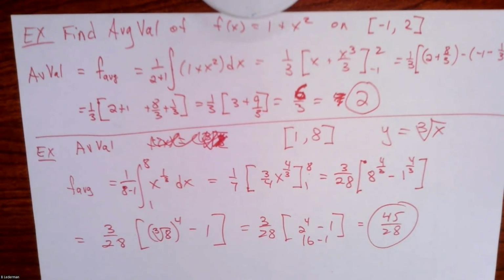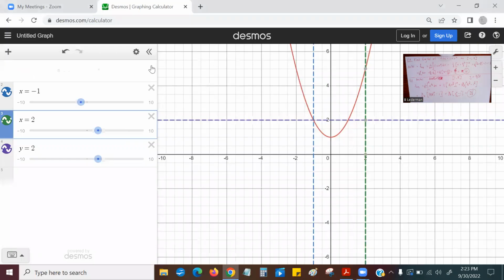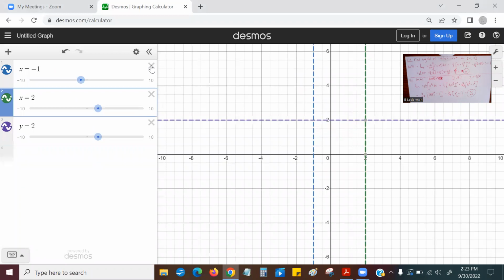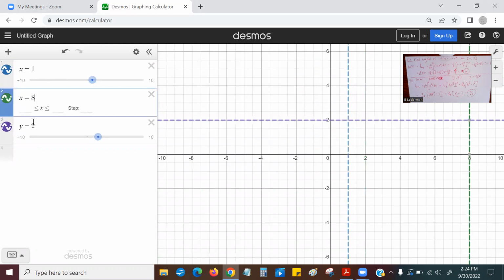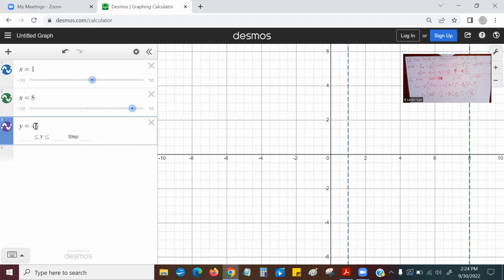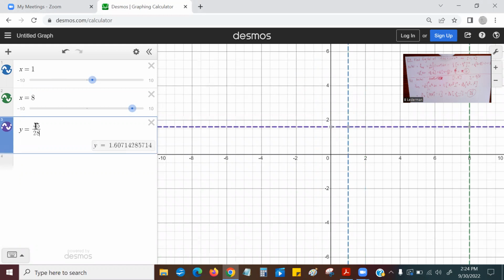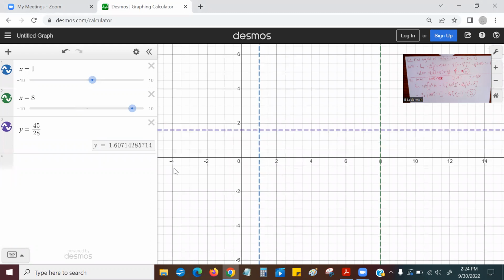Let's go graph it on Desmos, see what it looks like. So I'm going to share my screen. I'm going to let x equal 1 and x equals 8. Y is going to be 45 over 28. All right, so we got that all. And now let's actually graph this and see what it looks like.